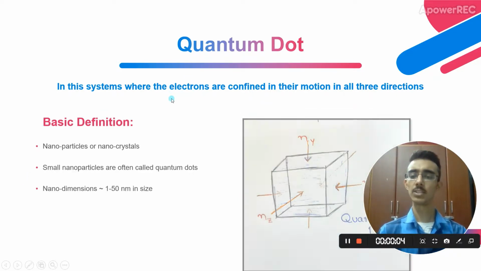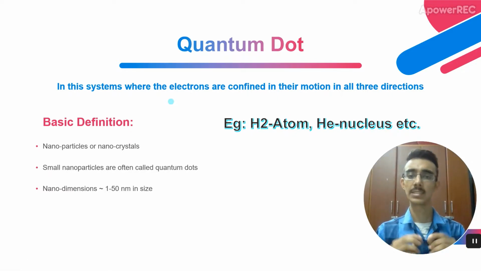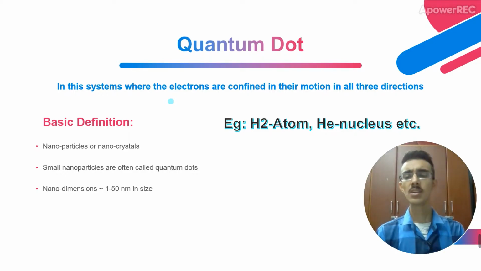The basic definition of a quantum dot suggests that it is a nanoparticle or nanocrystal which has force being applied from all 6 directions that confine it to 0 dimension. Small nanoparticles are often called quantum dots, and its dimension is from 1 to 50 nanometer in size. We have examples such as a hydrogen atom or helium nucleus.